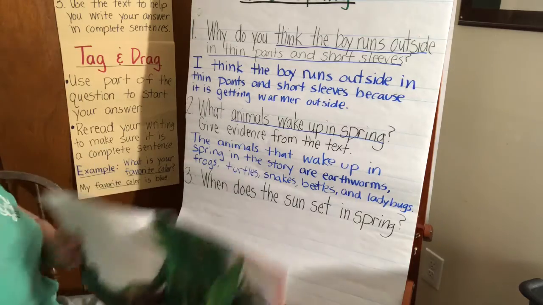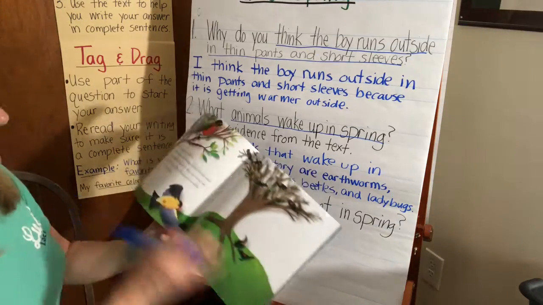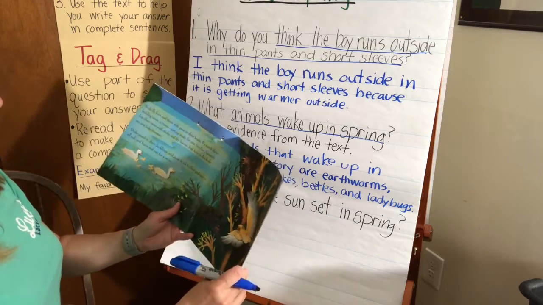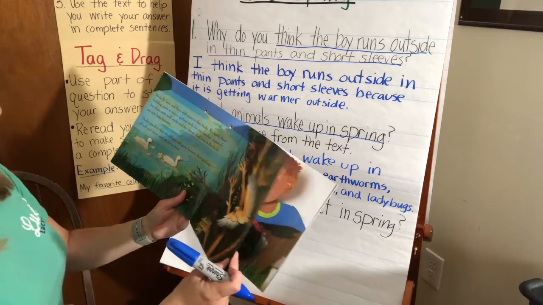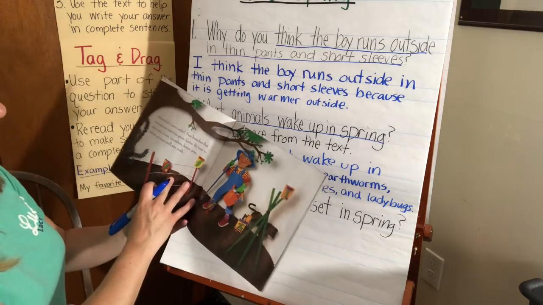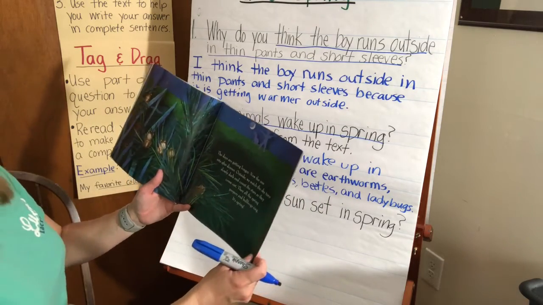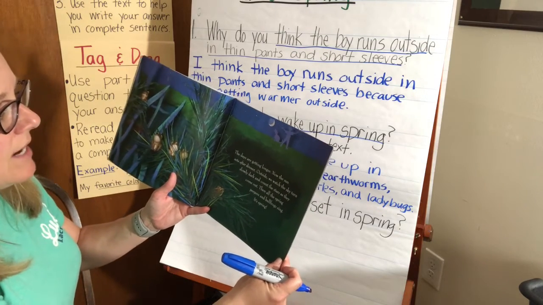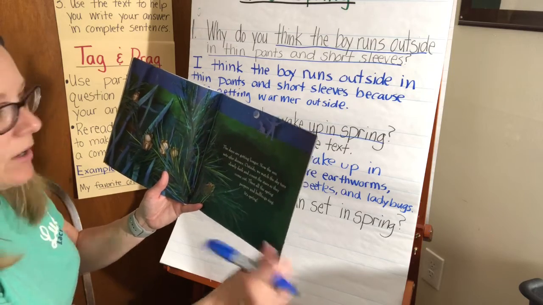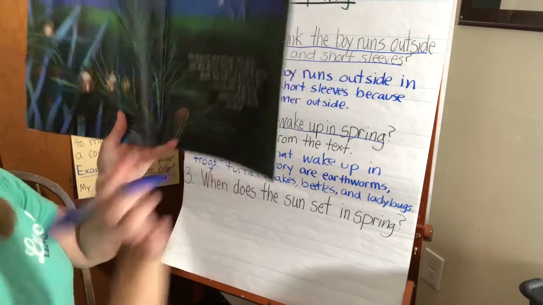All right, my last question. When does the sun set in spring? Ugh, I do not remember that. That's about a robin. Okay, this was about the squirrels and the birds and their nests. A flower. Planting. Wait a minute. Let's see. It's dark here, so I'm wondering if this is talking about the sun setting. "The days are getting longer. Now the sun sets after dinner." There it is, right in the text. Now the sun sets after dinner.